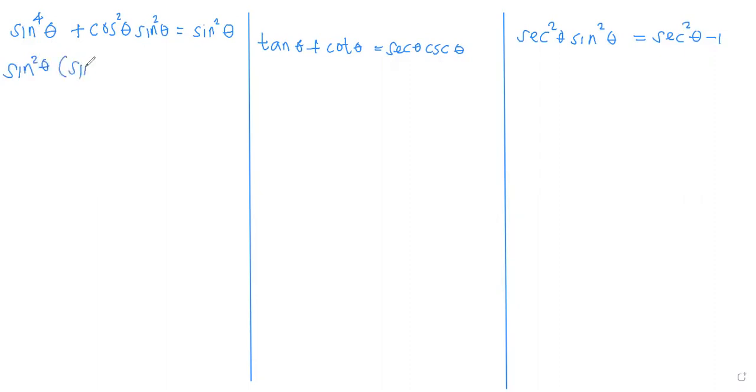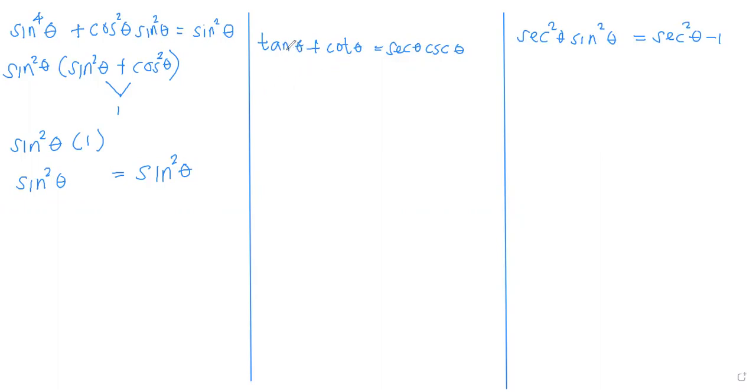This becomes now sine squared theta plus cosine squared theta. Now, according to trigonometric identities, sine squared theta plus cosine squared theta is just equal to 1, correct? So you now have sine squared theta times 1, which is basically the same as sine squared theta. So we basically now have transformed the left side of the equation to equate to the right side. Let's move on to the second example.